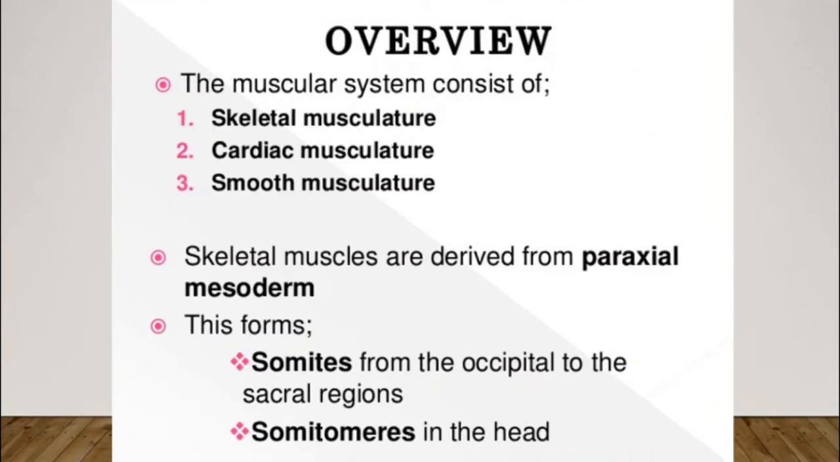So, the muscular system consists of skeletal musculature, cardiac musculature, and smooth musculature. Skeletal muscles are derived from paraxial mesoderm, which forms somites from the occipital to the sacral region, and somatomeres that develop in the head.